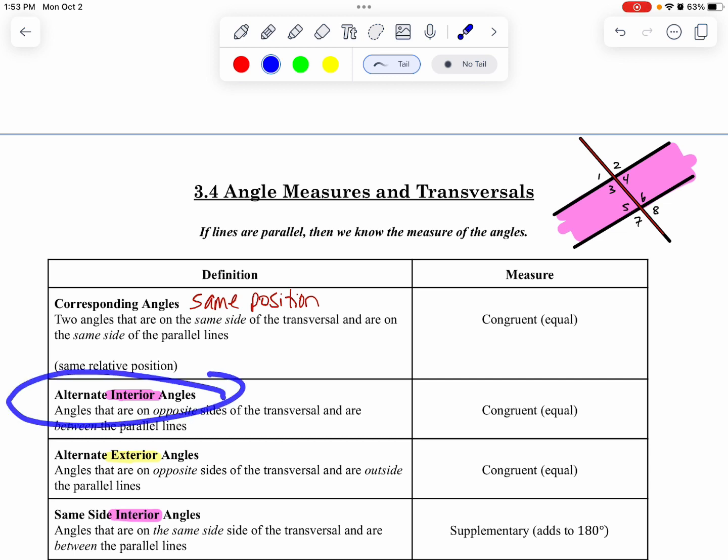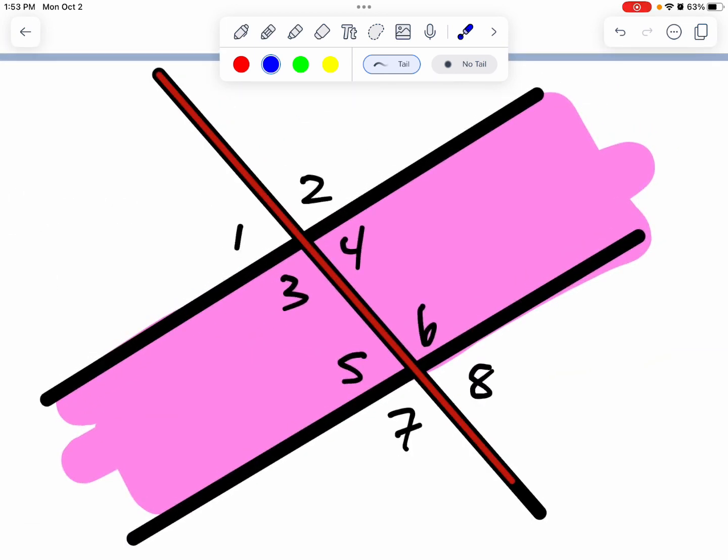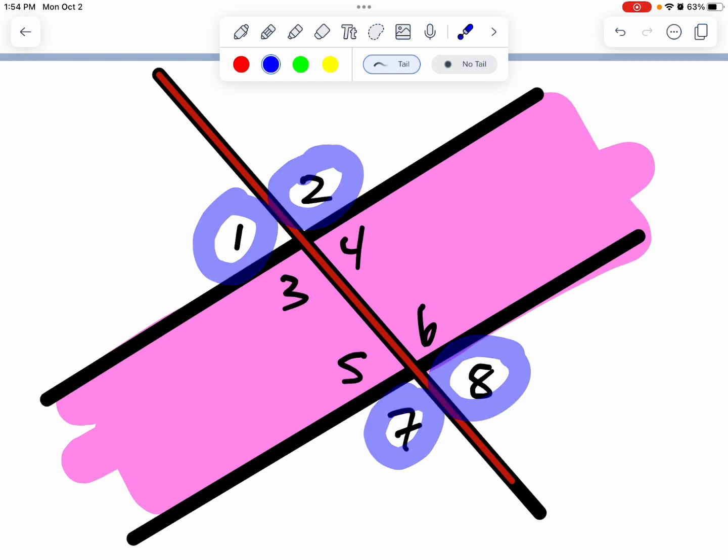Alternate interior and alternate exterior. So the interior angles are in here. The exterior angles are out here, and alternate means on different sides of this line. So our alternate interior angles are 3 and 6, that's one pair. Another pair of alternate interiors is 4 and 5. They are on opposite sides of the transversal, and they are interior of the two other lines. Same thing for alternate exterior. They are on alternate sides of this line, but exterior would be 1 and 8. That's one choice. Another one is 2 and 7.